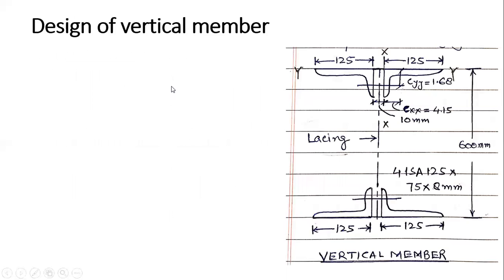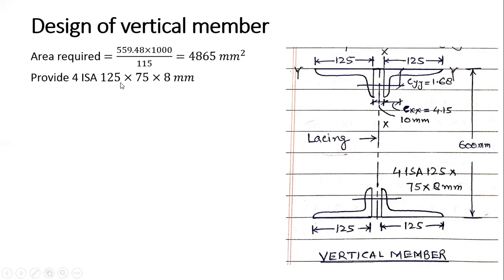So what I will do now, this is my vertical member. We have provided 4 angles, 1, 2, 3, 4. We have provided a lacing in between here. This is my lacing. Clear? Now, what is area required? This is my maximum force in the vertical member divided by permissible stress, which I have already calculated in the previous slide. So this is the area required. Clear? Now for this, I provide 4 angles, 4 ISA 125 75 8. So area provided is how much? You have to take this area from the steel table. So this is my total area.